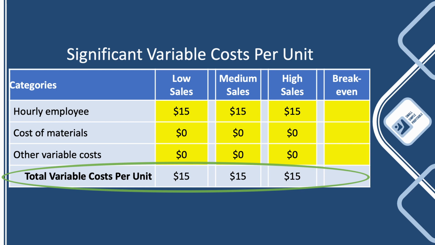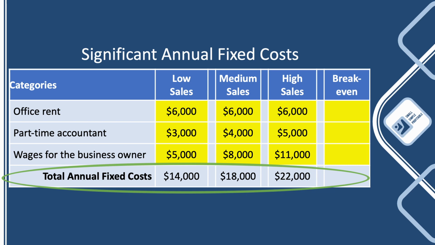In this example, the total variable costs per unit are $15 an hour for all three columns. The next supplemental section below the main spreadsheet is where you can enter your significant fixed costs per unit. List any major fixed costs for each level of sales. In this example, I've put in three areas of fixed costs.